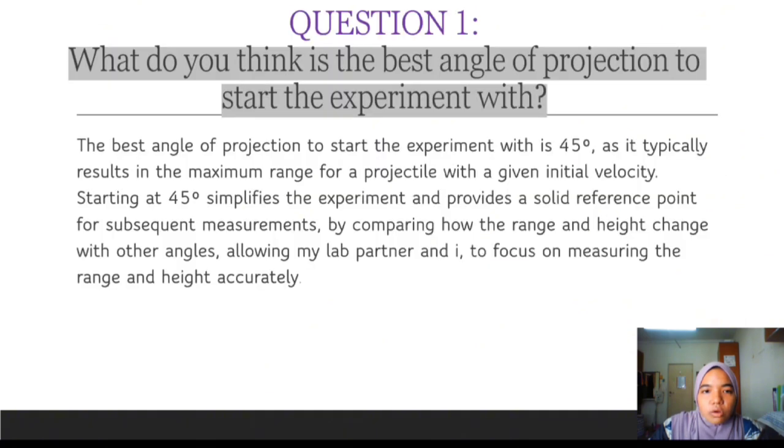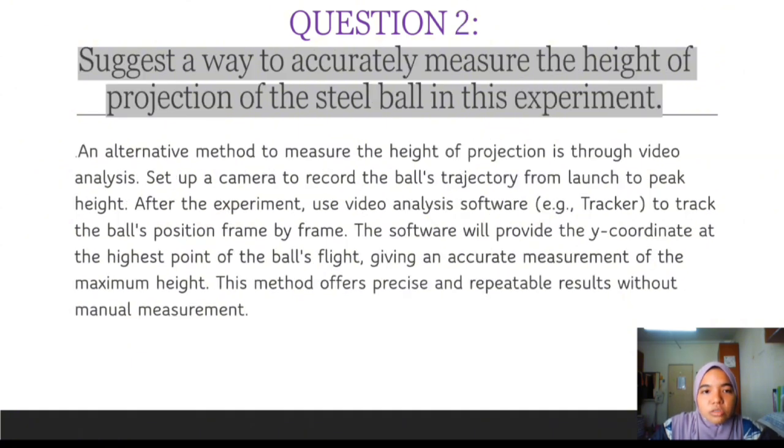Question 1. What do you think is the best angle of projection to start the experiment with? In my opinion, the best angle of projection to start the experiment with is 45 degrees, as it typically results in the maximum range for a projectile with a given initial velocity. Starting at 45 degrees simplifies the experiment and provides a solid reference point for subsequent measurements by comparing how the range and height change with other angles, allowing my lab partner and I to focus on measuring the range and height accurately.